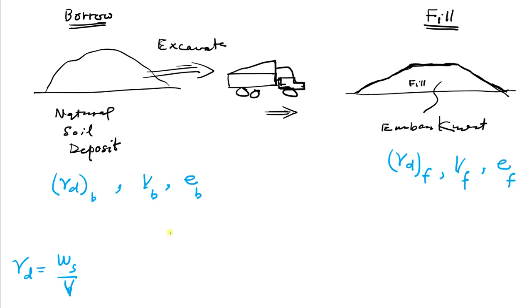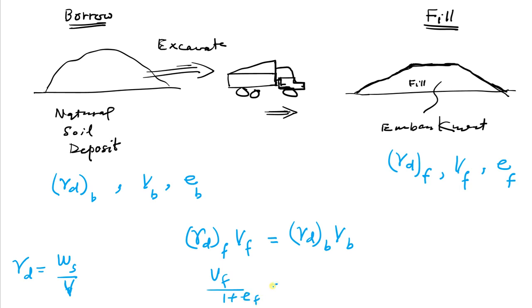So we derived two formulas in our last lecture. What are those formulas? The first is gamma d fill times volume of fill should be equal to gamma d of borrow area times volume of borrow area. And the second formula was volume of fill over 1 plus void ratio of the fill should be equal to volume of borrow area over 1 plus void ratio of the borrow area. These are the two formulas that we are going to use in our problem.